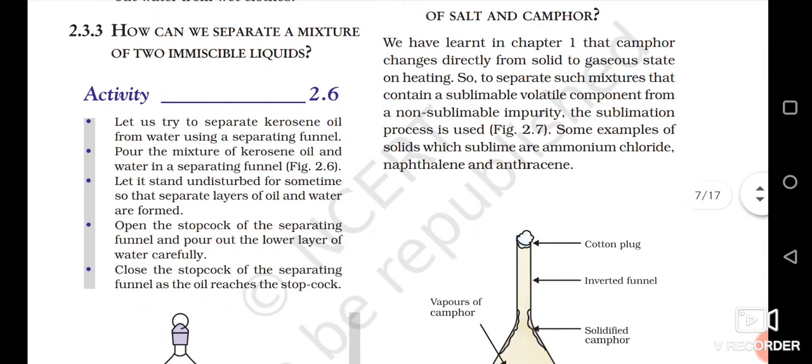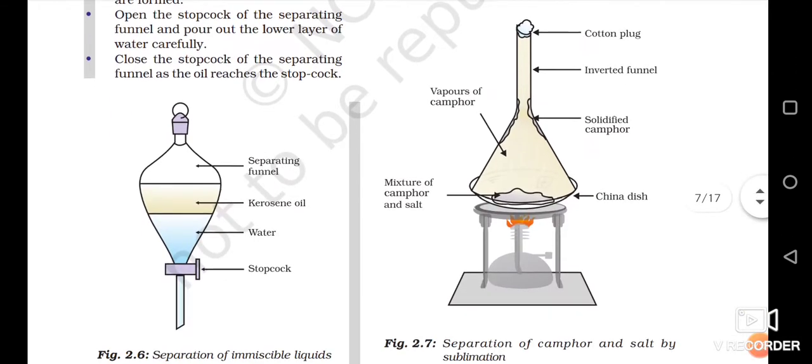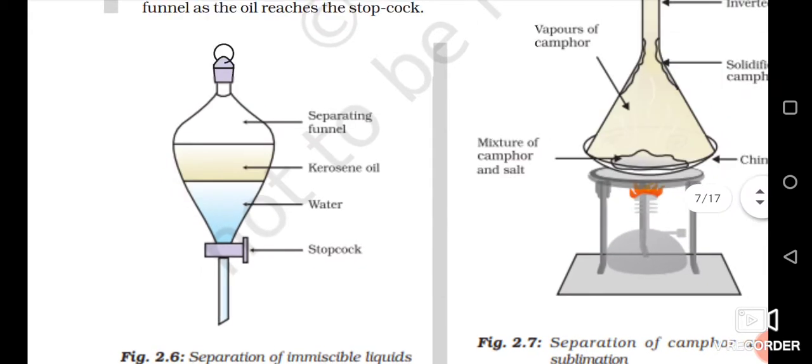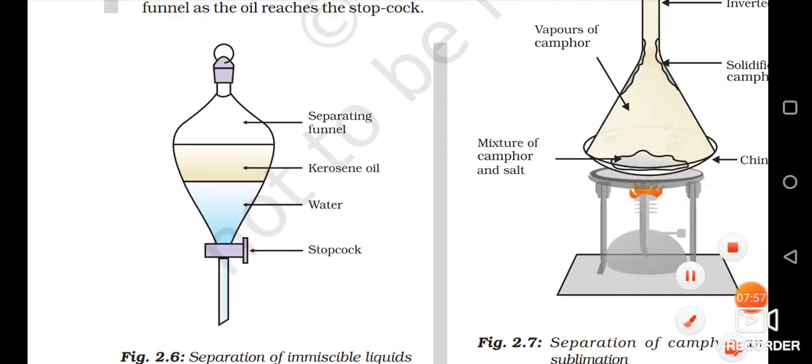Now let's talk about how we separate two immiscible liquids. In the case of two immiscible liquids, we have taken a separating funnel, and the two immiscible liquids here are water and kerosene oil. So how do we separate them? We take our mixture in a separating funnel, and we keep the mixture undisturbed for a while.